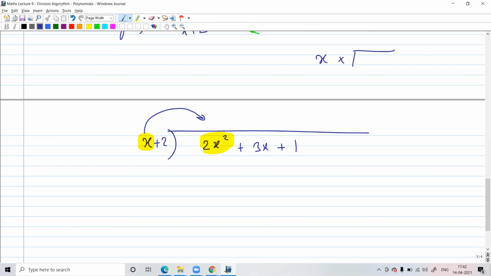X into what will make it 2x squared? So of course, 2x, sir. The coefficient 2 is missing, so you have to put 2, and one of the x is already here. You have to put one more x over here. You are right, that is 2x. We have to multiply 2x here.